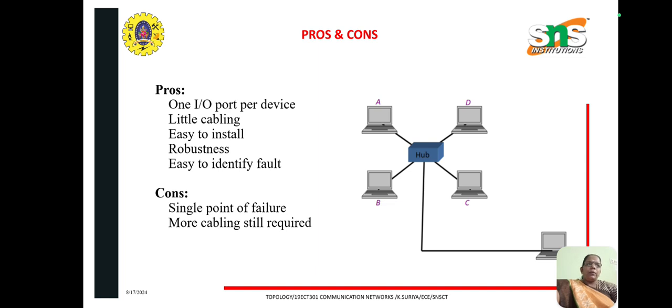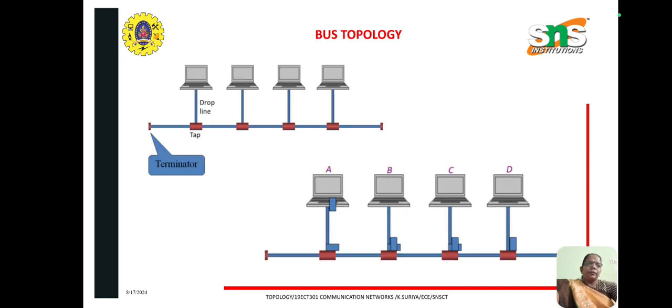Advantages of star topology are only one input-output port is needed per device, and so there is less cabling when compared to mesh topology, and it's very easy to install, and fault identification is also very easy. The disadvantages are if the hub fails, then the entire network goes down. Still, here more cabling is required, but less than the mesh topology.